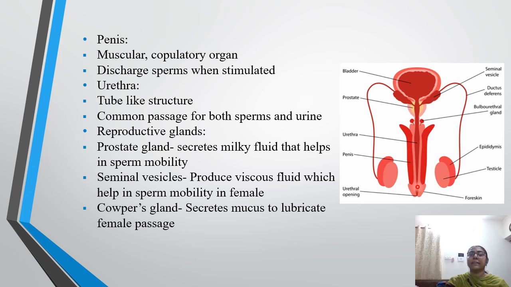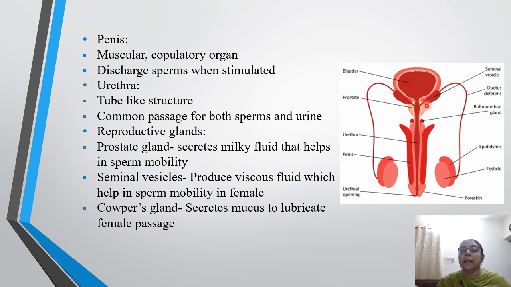Now we will see what the three glands are. Earlier we said three glands are related to this. The first one is the prostate gland, which secretes a milky fluid that helps the sperm with motility or mobility. And we have a pair of seminal vesicles, which also produce a viscous fluid that helps sperm mobility when moving through the female tract.